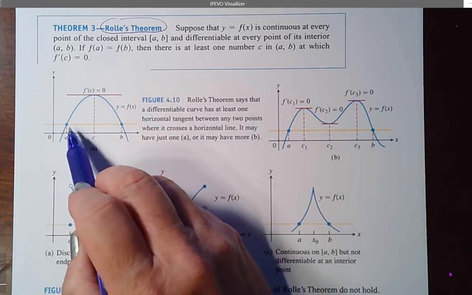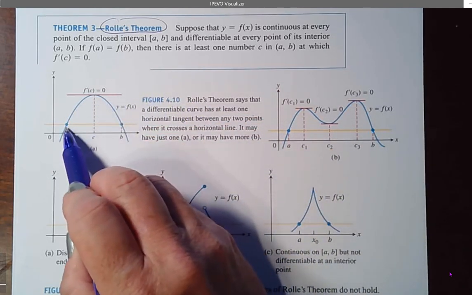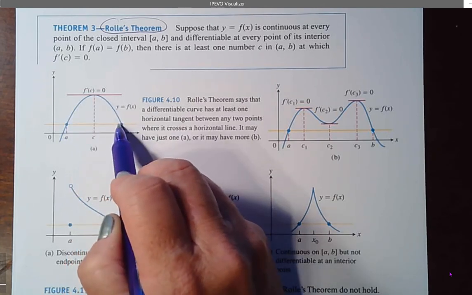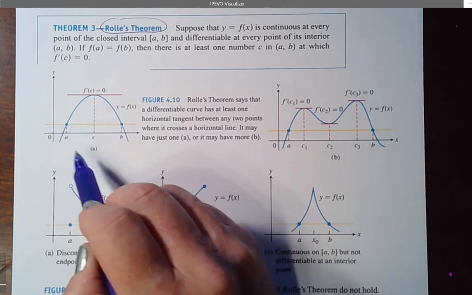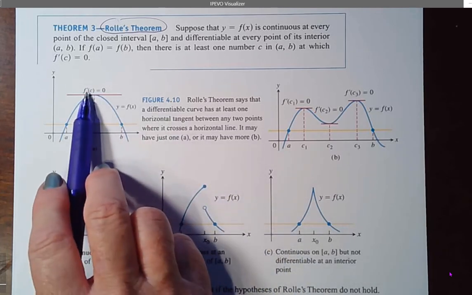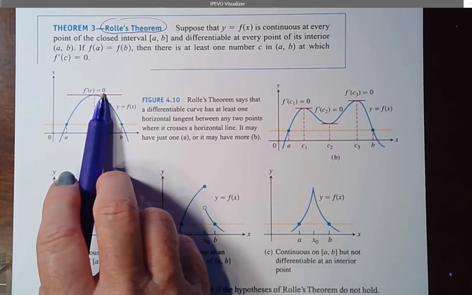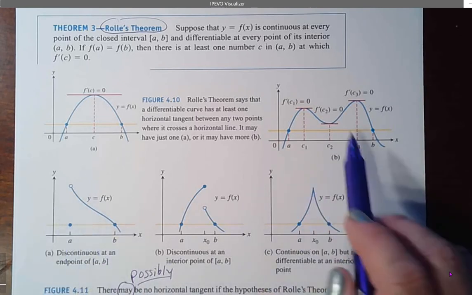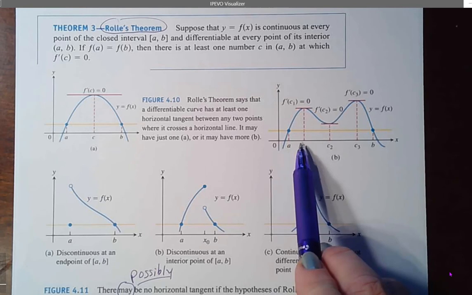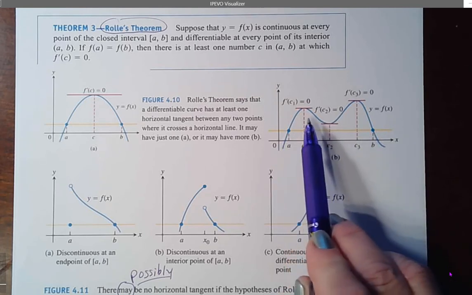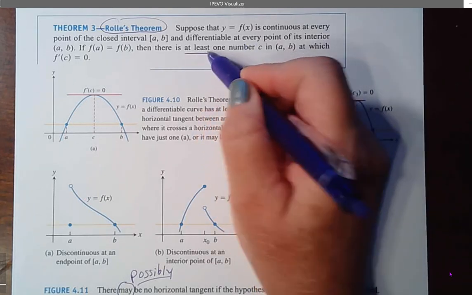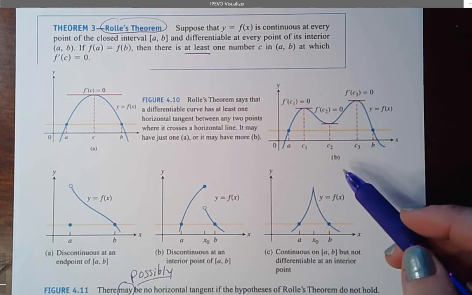All right, again, you need continuous, differentiable, and you need f of a to equal f of b, which means it has to curve in some way and either come back down or curve upward, either way, but you would have to have a horizontal tangent. F prime of c equals 0 is that horizontal tangent. We can see right here we have one horizontal tangent. Over here we have our a and our b. We have three of them. So it guarantees that there is at least one of those horizontal tangents.